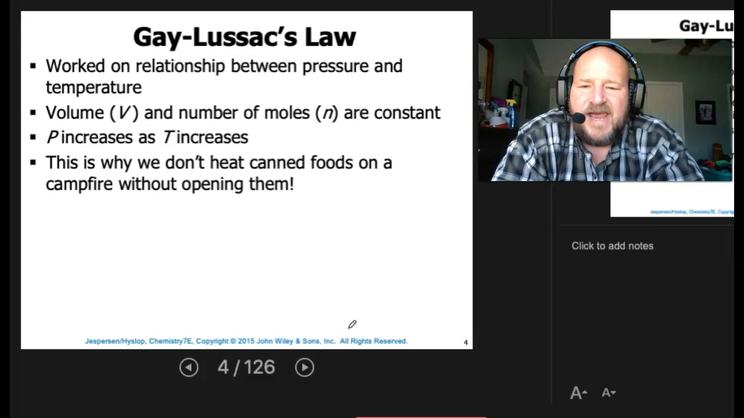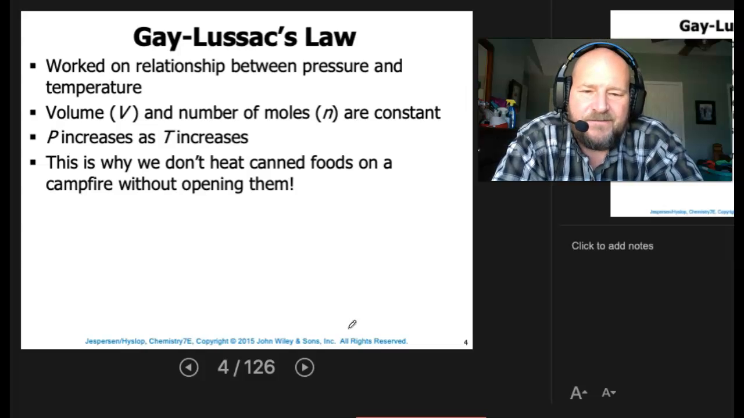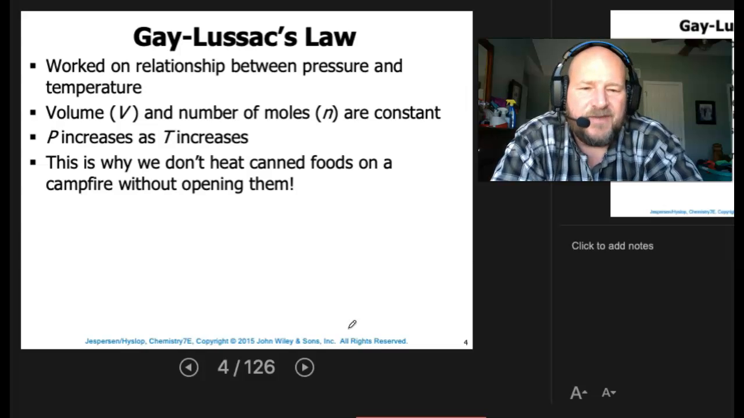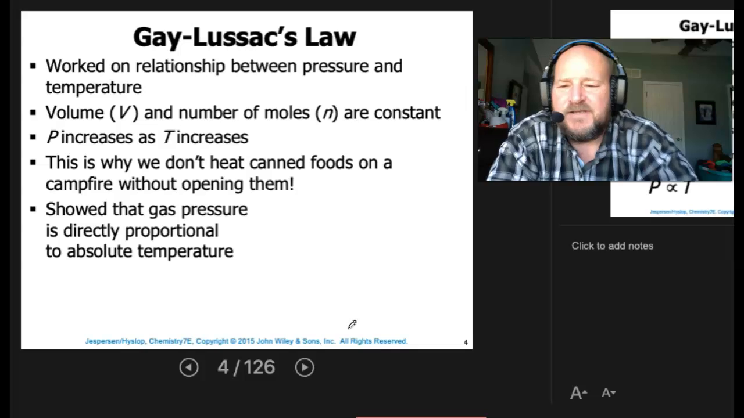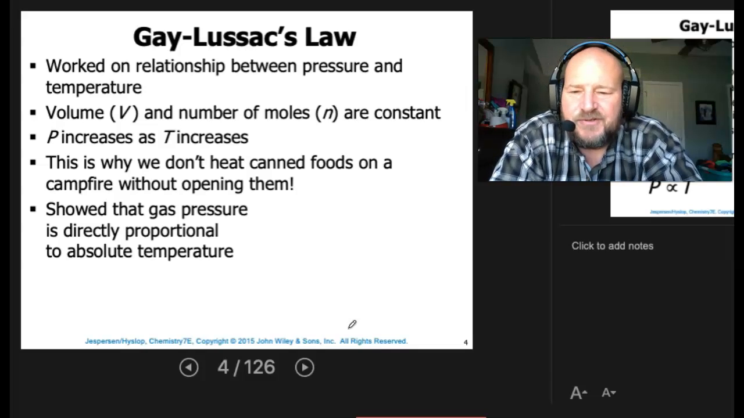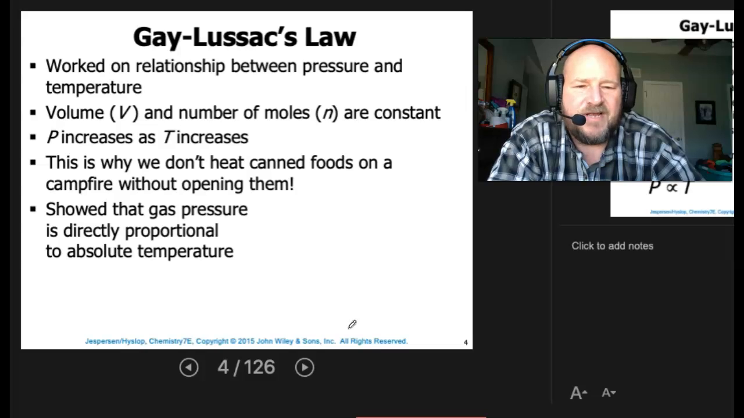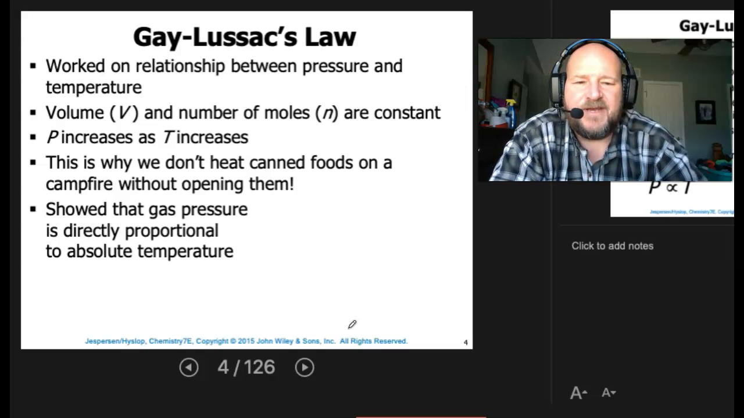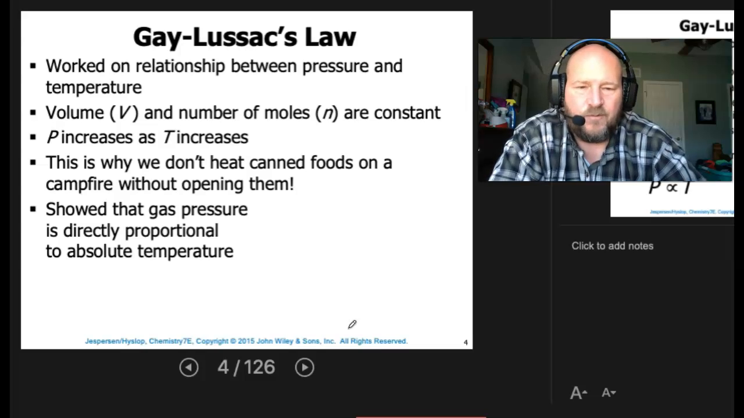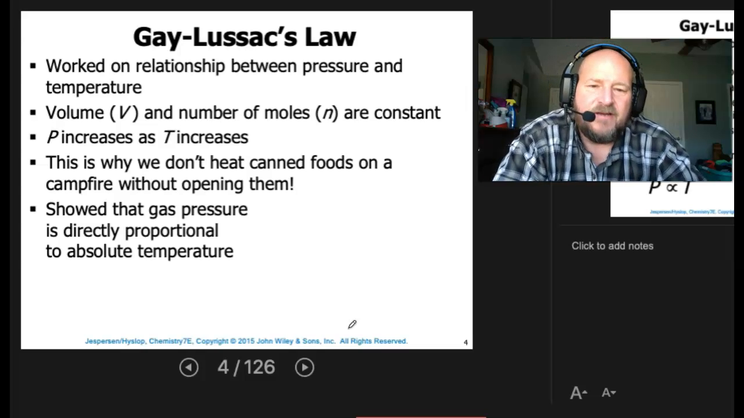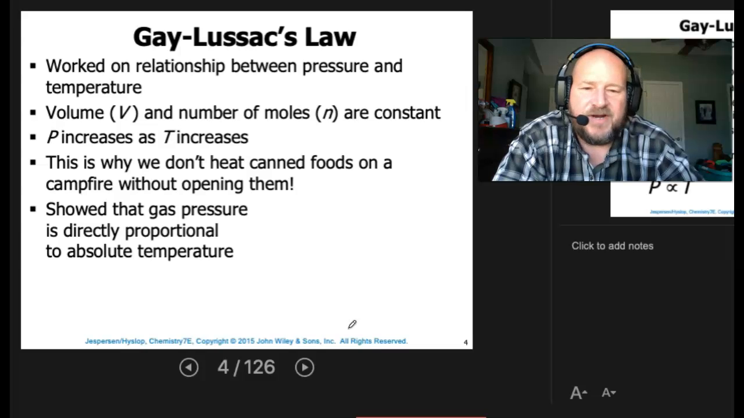This is why we don't heat canned foods on a campfire without opening them. A can is under pressure, and if you throw a can of food into a fire, the pressure goes up and the can explodes. So he showed that gas pressure is directly proportional to the absolute temperature. Whenever we're dealing with temperature and gas laws, it's always safe to be in Kelvin. You have to be in Kelvin for Boyle's, Charles', and Gay-Lussac's. You don't necessarily have to be in Kelvin when doing other calculations, but Kelvin will always work. Celsius does not. So make sure you're in Kelvin for your calculations, and then you can convert over to Celsius when you're ready.